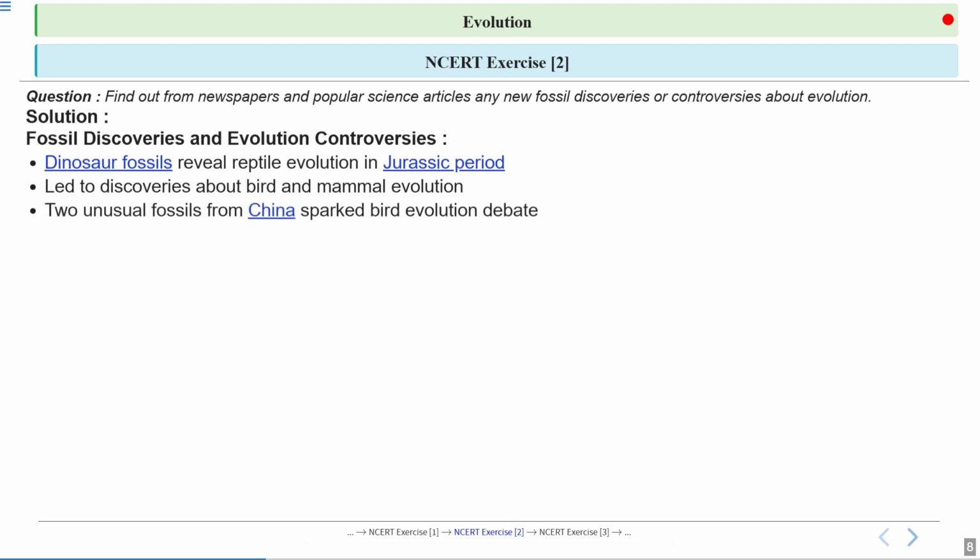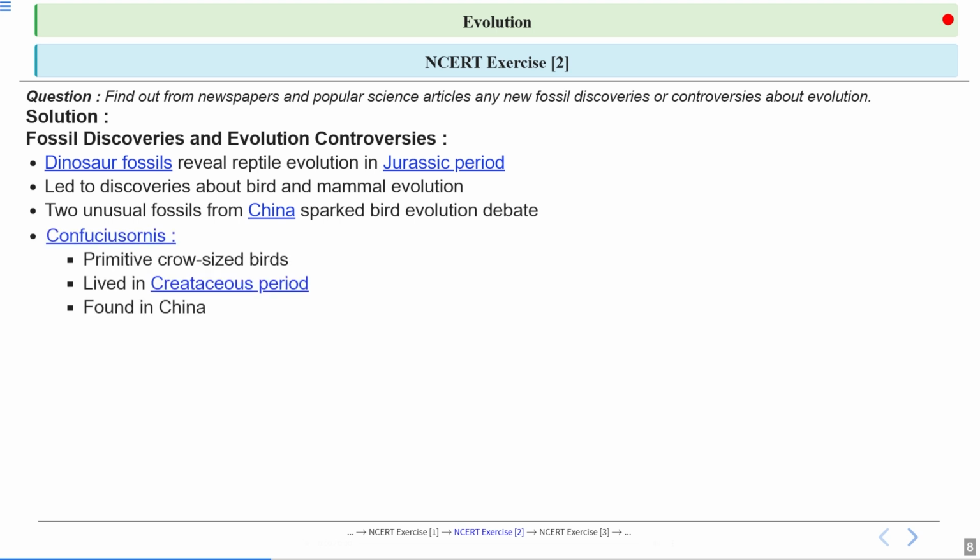Two unusual fossils from China sparked a bird evolution debate. When we studied these fossils, they helped us understand the evolution of birds. One of the fossils was named Confuciusornis, an early crow-sized bird from the Cretaceous period. This was discovered in China. Now let's move on to the next question.